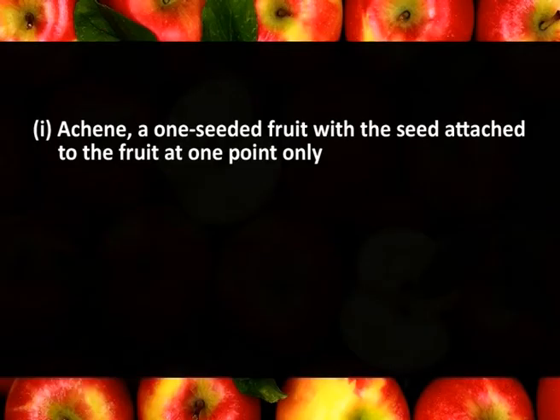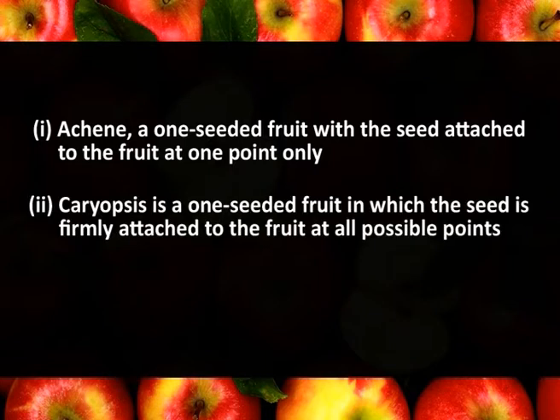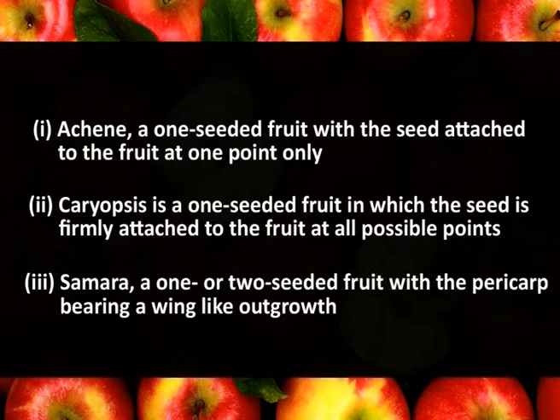It includes achene, that is a single seeded fruit with the seed attached to the fruit at one point only. Next is caryopsis. It's a one-seeded fruit in which the seed is firmly attached to the fruit at all possible points. Next is samara. It's a one or two seeded fruit with the pericarp bearing a wing-like outgrowth.